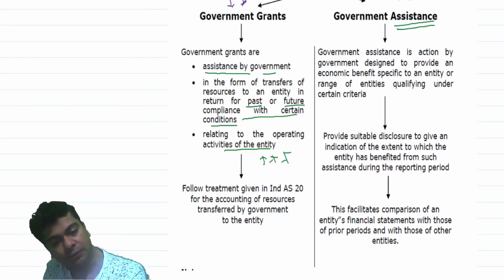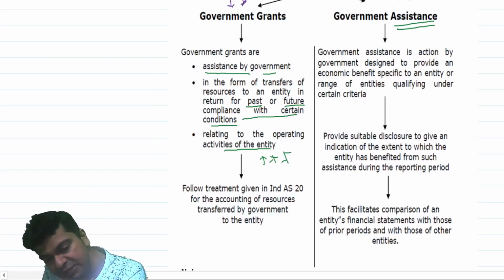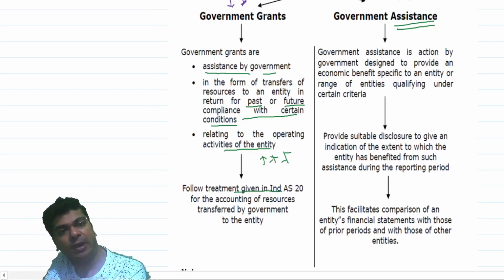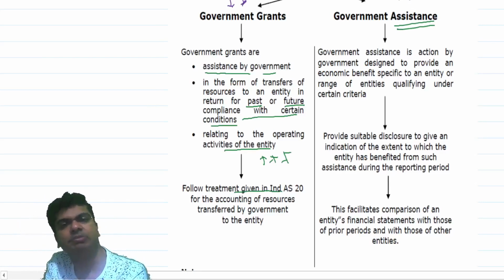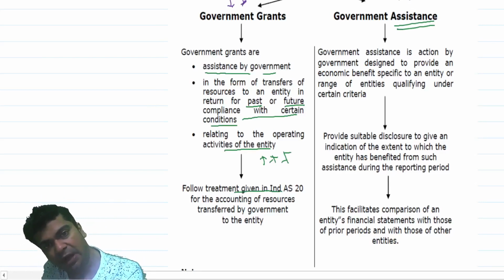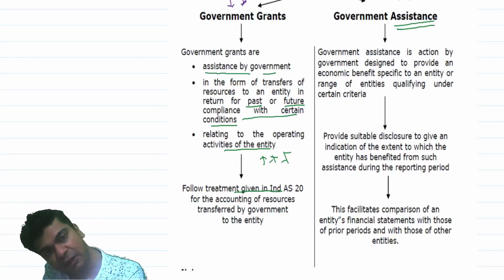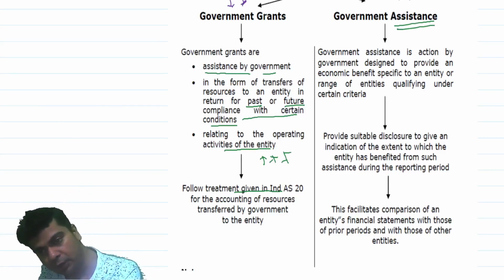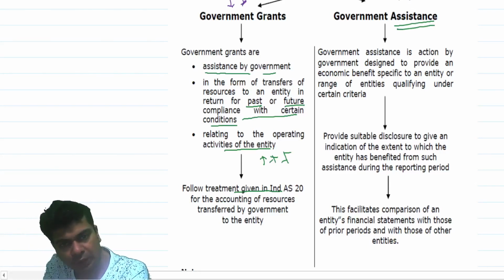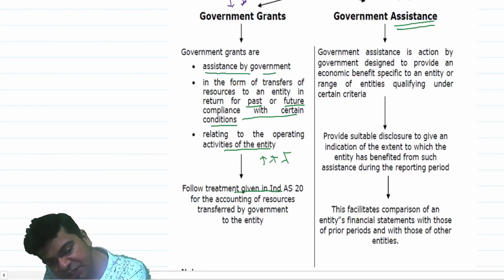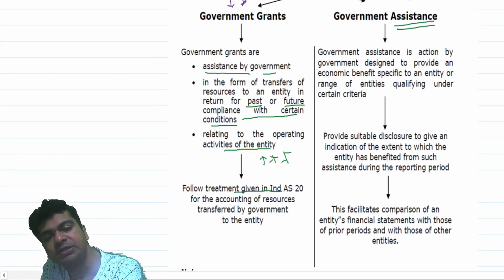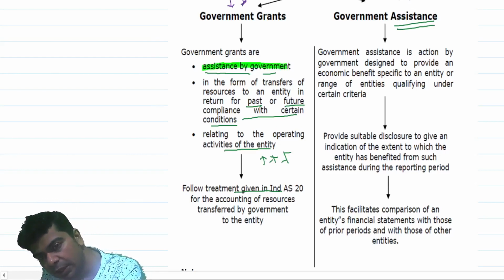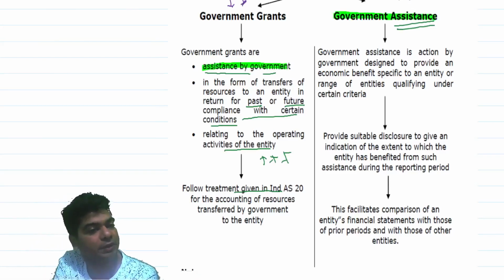absolutely a must. And then of course they are saying that follow the treatment given in Ind AS 20 for accounting of the resources transferred by the government to the entity. That's the subject matter of Ind AS 20, that if ultimately I come to a conclusion that it is a government grant, then how exactly the government grant shall be accounted for. Okay. As you can observe in this definition itself, we are saying that government grants are assistance by government. That's the next thing that I want to know. What do I mean by government assistance?